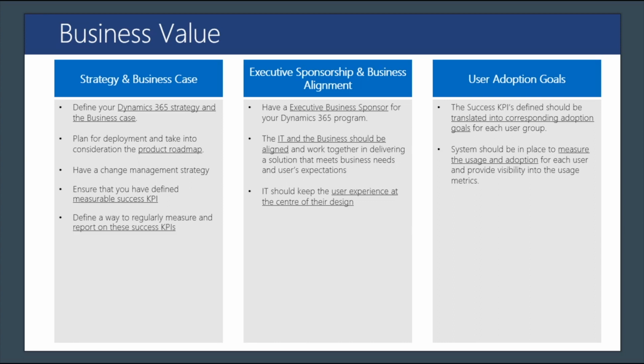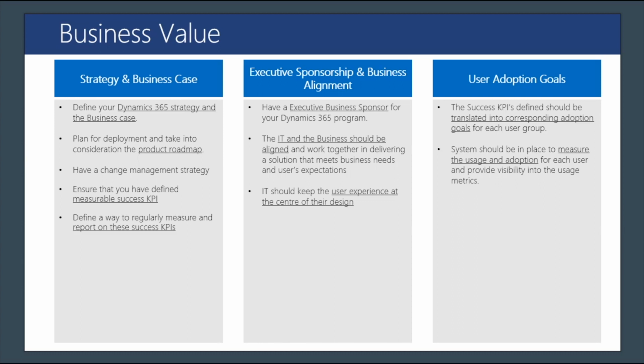And finally, user adoption goals. It's very important that initially, when the business is doing their goal definition or when the success metrics are being defined, we are able to translate those success KPIs into adoption goals. So if I have to improve my sales performance by X number, it means I need to close my opportunities quicker. Instead of taking 2 weeks, I should be able to close them in 1 week.